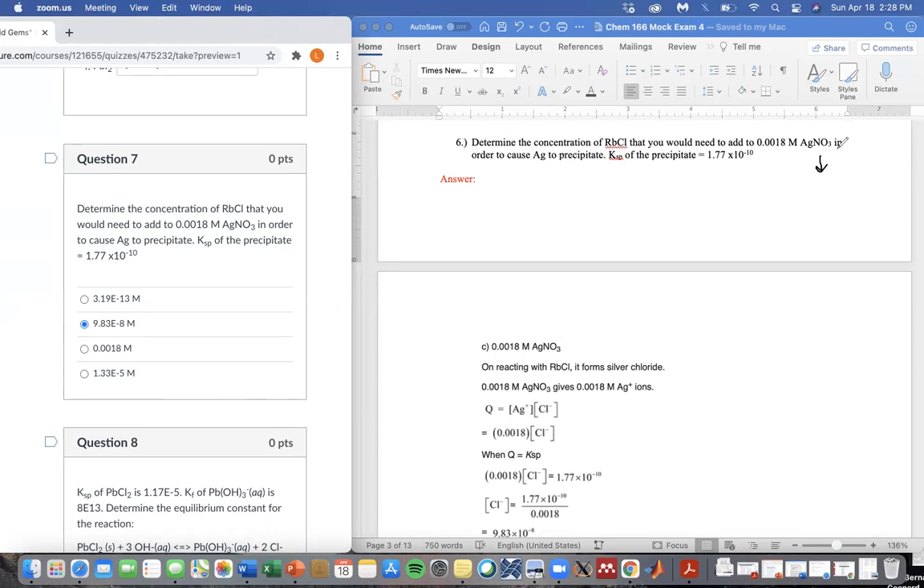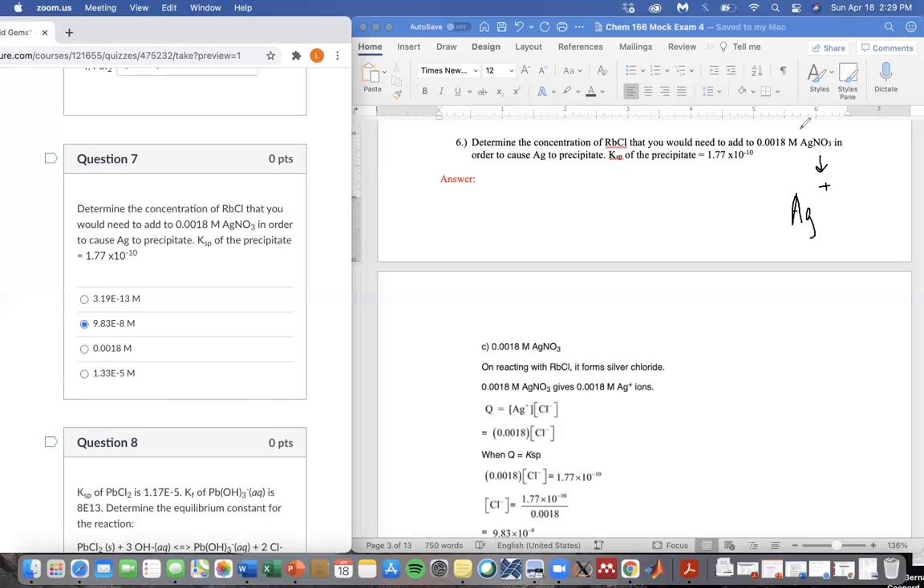AgNO3 is aqueous. If you remember your solubility rules that you learned at the end of last semester, it's one of the aqueous solutions that is going to form Ag plus and NO3 minus. Pretty much anything bonded to NO3 minus is going to be soluble. So a lot of times you'll see them add in something bonded to sodium or potassium, one of those in the first row, or bonded to Cl minus, things like that, because those are often the ones that precipitate out.